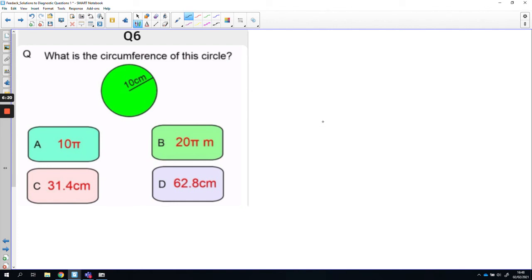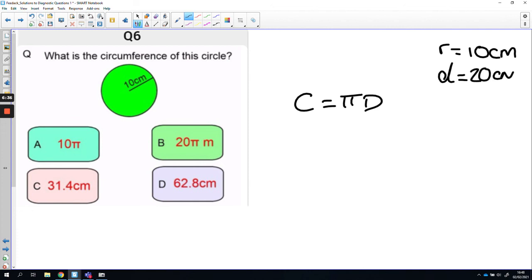Okay, question number 6. What's the circumference of the circle? Again, start with the formula. C equals pi d. Again, you've been given the radius. Double it to get the diameter. Substitute it into the formula. And I'll get 20 pi. Now, we are in centimetres. Okay, careful. That's 20 pi metres.